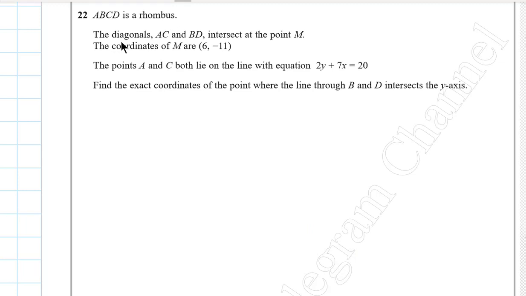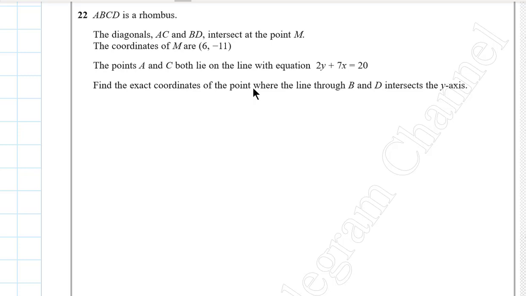Question 22. ABCD is a rhombus. The diagonals AC and BD intersect at the point M. So M is the point of intersection of the diagonals. And don't forget that the diagonals are perpendicular to each other, of course, in the rhombus. The coordinates of M are 6 and negative 11. The points A and C both lie on the line with equation 2y plus 7x equals 20.